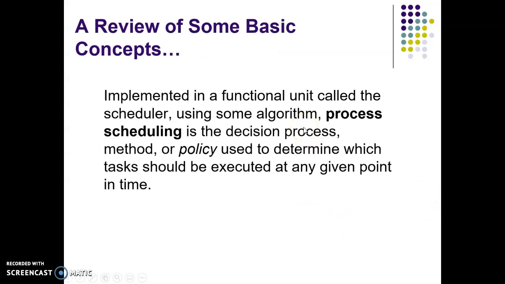Okay, a review of some basic concepts. So we have something called the scheduler, and it uses an algorithm to make decisions about which job should run at which time. Process scheduling is a decision process, method, or policy used to determine which task should be executed at any given point in time. So anytime something comes into the queue, the policy determines what happens next.